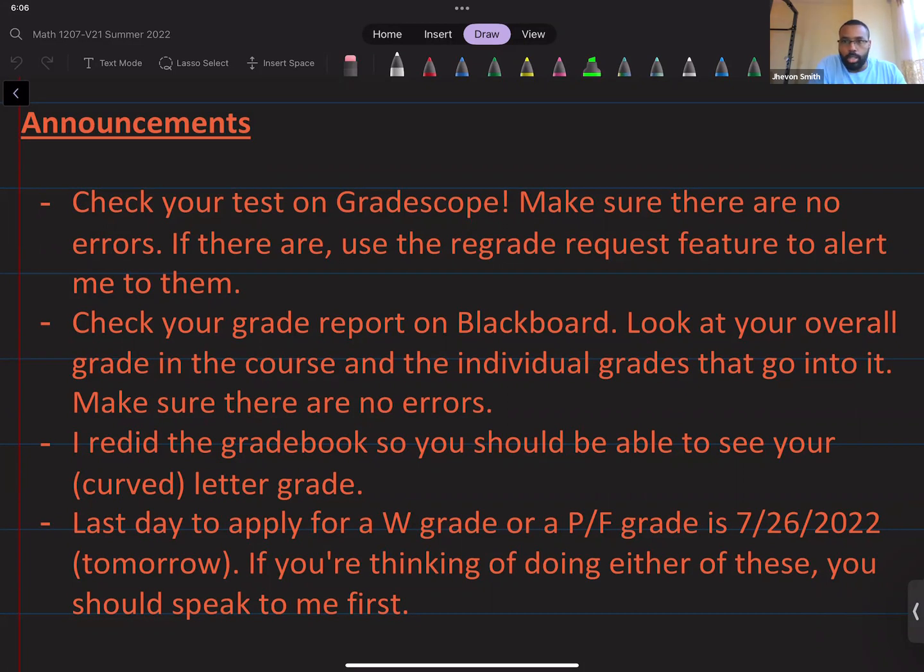And also, if there's a mistake, you should let me know by using the regrade request feature, which I think is at the bottom right of the page. There's a green button that says regrade. If you think there's a mistake somewhere, you can click that button, type a comment, and let me know what the issue is that you want me to look over.